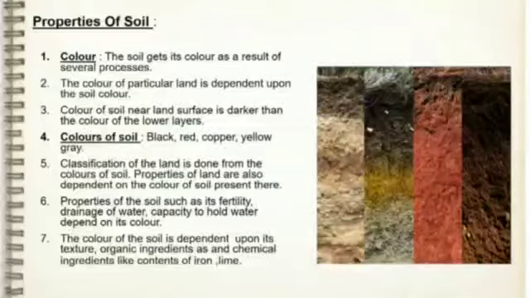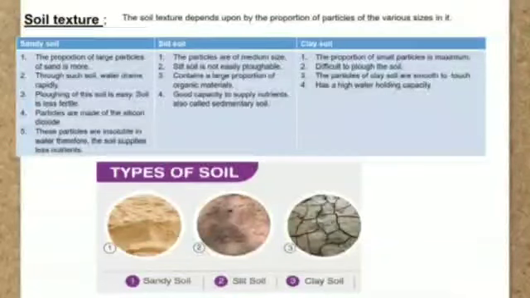Soil texture. Soil contains particles of different sizes. The texture of the soil is determined by the proportion of particles of the various sizes. There are three types of soil: sandy soil, silt soil, and clay soil.